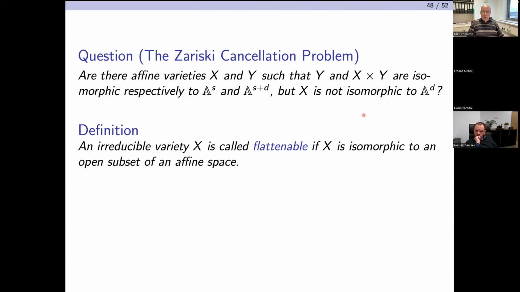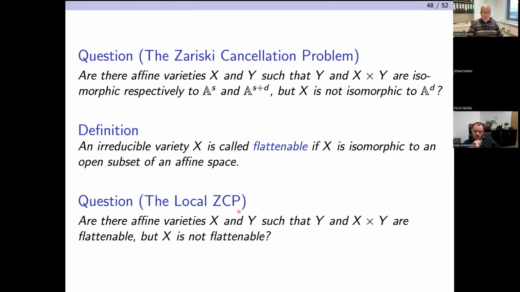This has a local version where you first need the word flattenable. Flattenable means that X is isomorphic to an open subset of an affine space. So here we have these affine spaces. And the local version is then, can it happen that you have affine varieties X and Y such that Y and X times Y are flattenable, but you cannot flatten X itself? This is the same as here, more or less, but in a local way. It has this name.